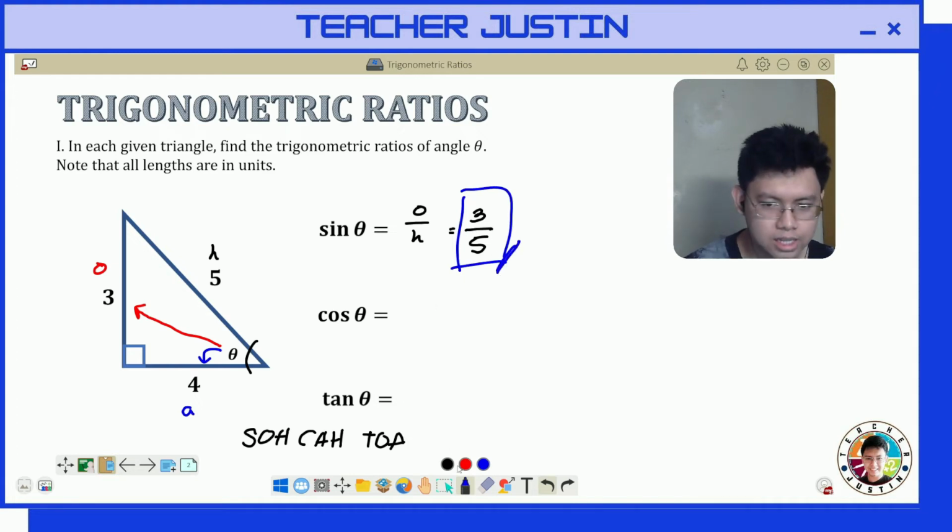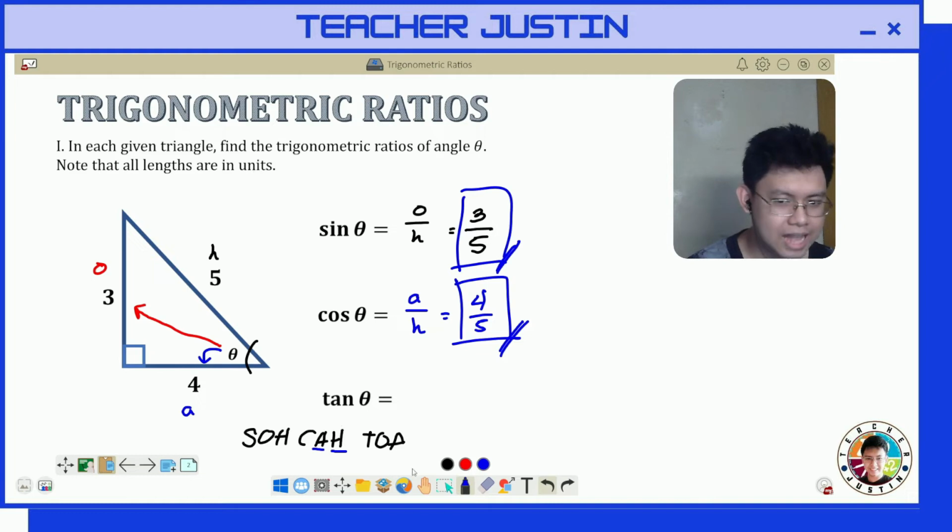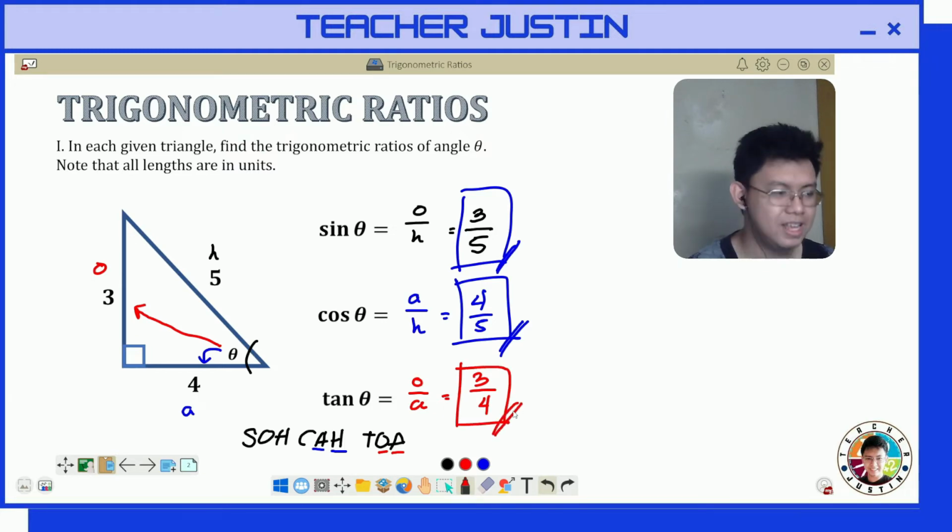Next, let's proceed to cosine theta. Cosine theta is adjacent over hypotenuse. So A over H. So our A is 4 over H, which is 5. So 4 over 5. This will be our cosine theta. And last one, tangent. We know that tangent is opposite over adjacent. So let's substitute. We have 3 over 4, and this will be our answer.